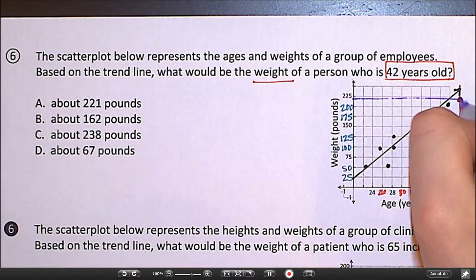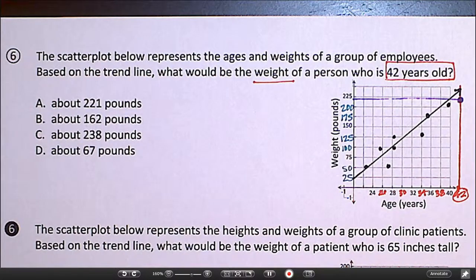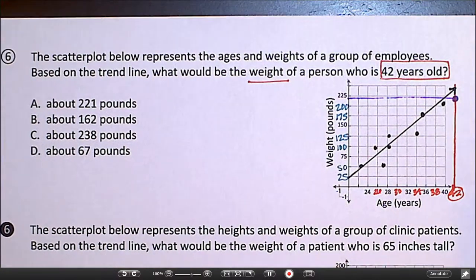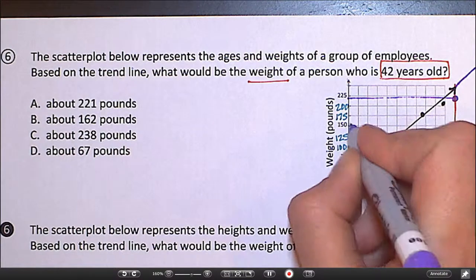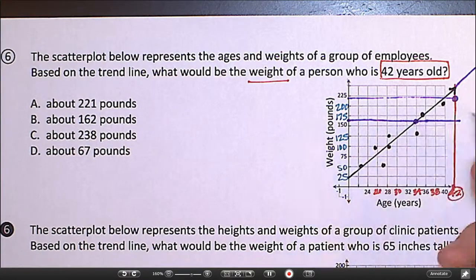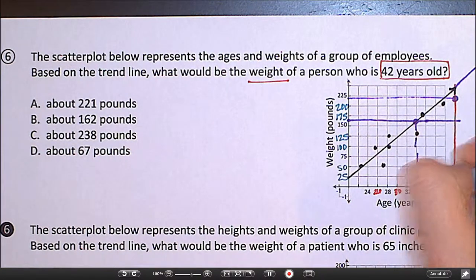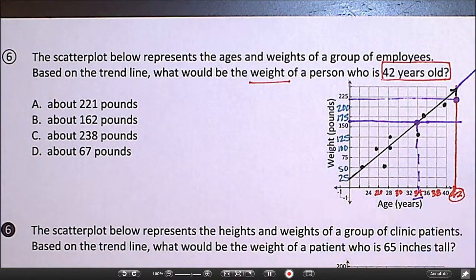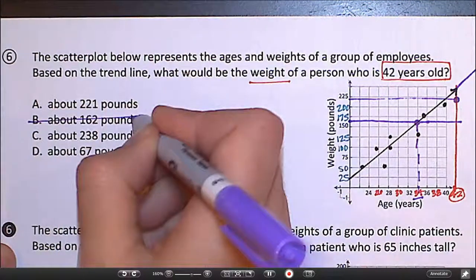Okay, so this is not a point on the graph. 162, okay, so what I'm pointing out here is 225 would be way down here. It wouldn't be up here on this line that continues on and on and on, my trend line. 162 pounds, that's about halfway between 150 and 175. Well, that would be for a person who's about 34 years old. See? That hits about 34. So that one's not right. Let's get rid of that one for sure.